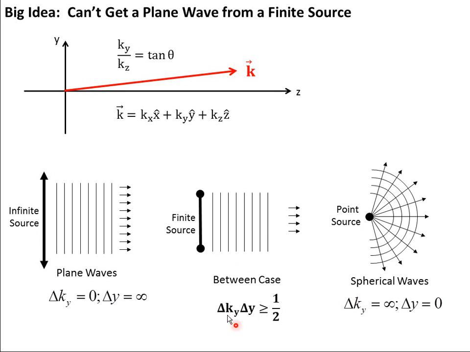In this case, we know there's some variation to ky because the product of the size of the source delta y and delta ky is greater than or equal to one half. And the way you would think about this is that you have waves going in that direction and also that direction that get emitted from a finite source. What the Heisenberg uncertainty principle tells you is that the smaller you make a source of radiation, the less and less plane wave-like the radiation coming from that source is. You have to have a very, very large source for your radiation to create a true plane wave.